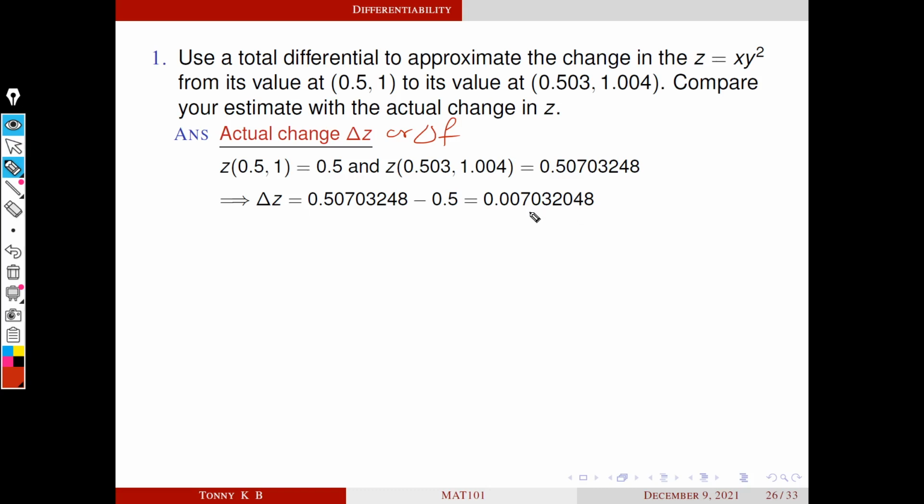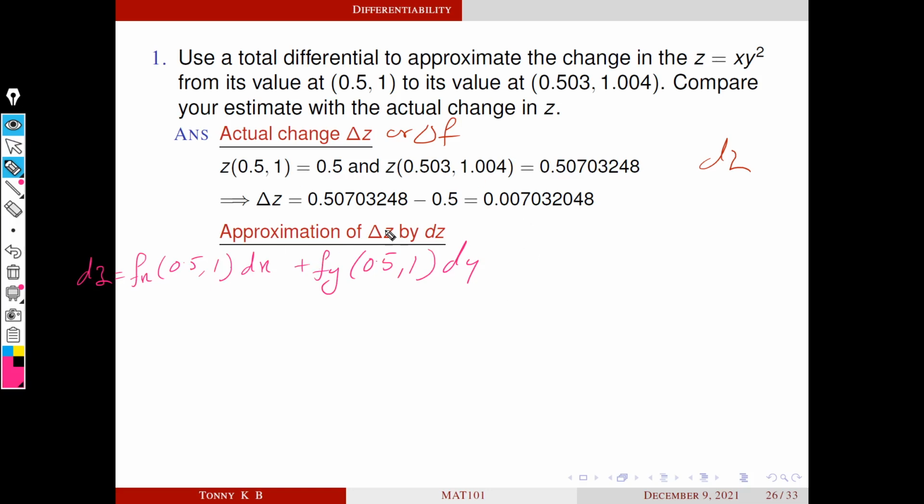Next we are going to approximate this delta z or delta f using our dz, the total differential. What is dz? dz is fx at x naught, y naught. What is our point? Our point is (0.5, 1). So fx, the derivative of f with respect to x at this point, into dx plus the derivative of f with respect to y at the same point into dy. And what are dx and dy? dx is the change in x and dy is the change in y. What is the change in x and change in y in this problem?